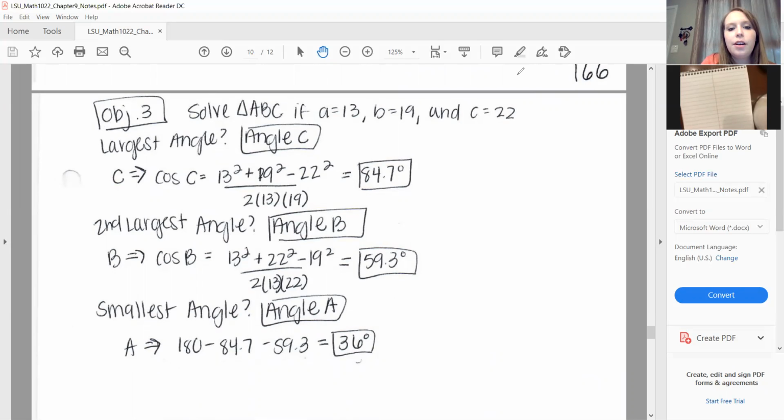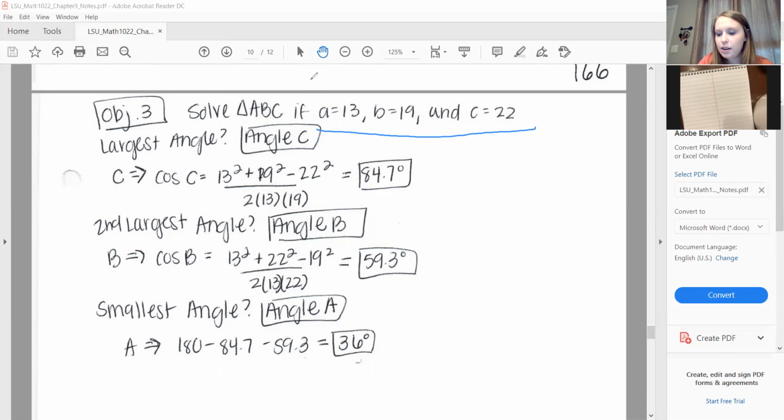Let me draw on that for y'all. That's what it'll give you, and the first thing it's going to ask is which one is your largest angle. Well, the largest angle is going to be opposite your largest side. So my largest side is C, my largest angle is C. So then they're going to ask you to find that one first. So same formula, you're going to do A squared plus B squared minus C squared, because we're looking for C, over 2 times A times B on the calculator, and then you put that in as cosine inverse.